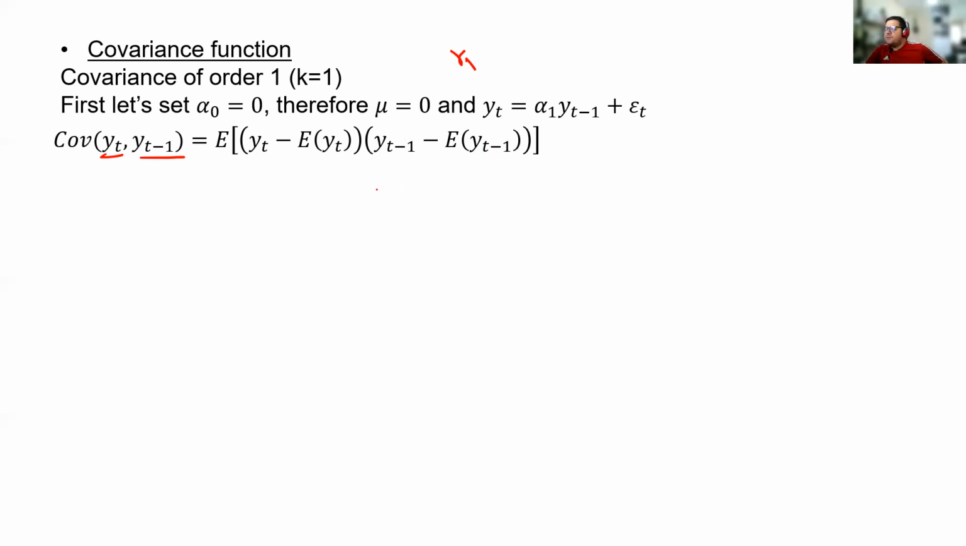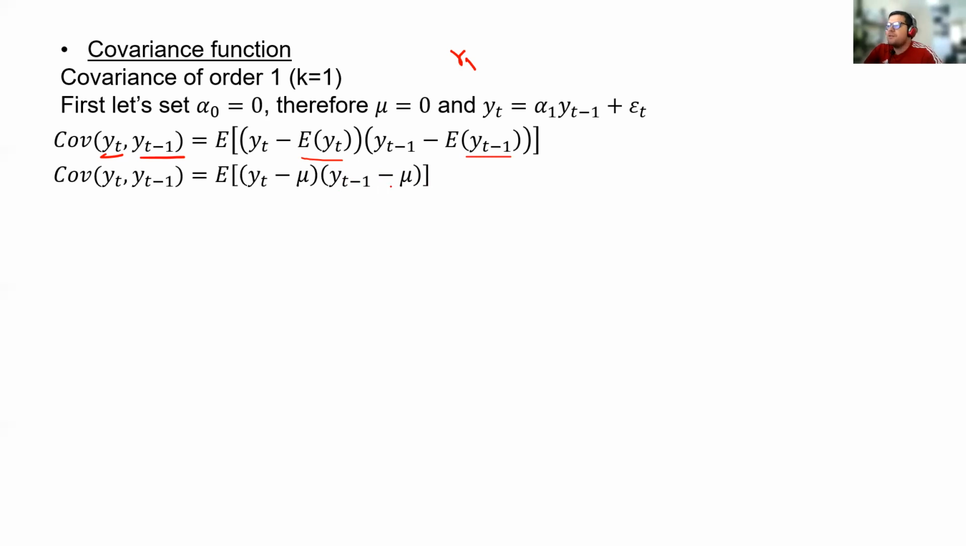And from the assumptions that we made, you guys probably remember that the expected value of yt and yt minus 1 at whatever point in time is the same, and we name that mu, right? So we're left with expected value of yt minus mu times yt minus 1 minus mu.